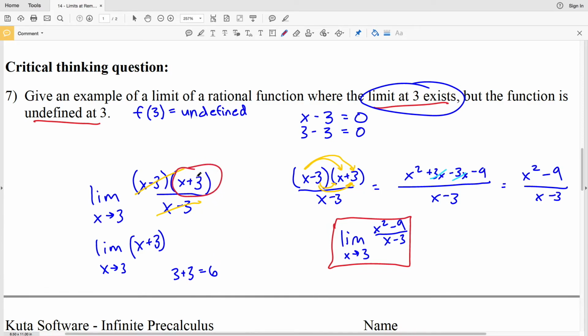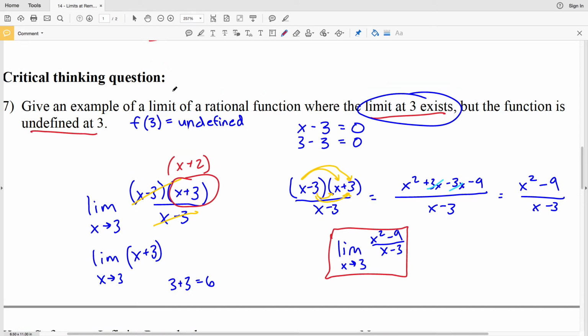As opposed to multiplying x minus 3 by x plus 3, we could have multiplied by x plus 2. Then we would have gotten, for our numerator, x squared minus x minus 6. So x squared minus x minus 6 over x minus 3 is also an example of a limit of a rational function where the limit at 3 exists, but the function is undefined at 3. And with that, we wrap up our limits at removable discontinuities worksheet.